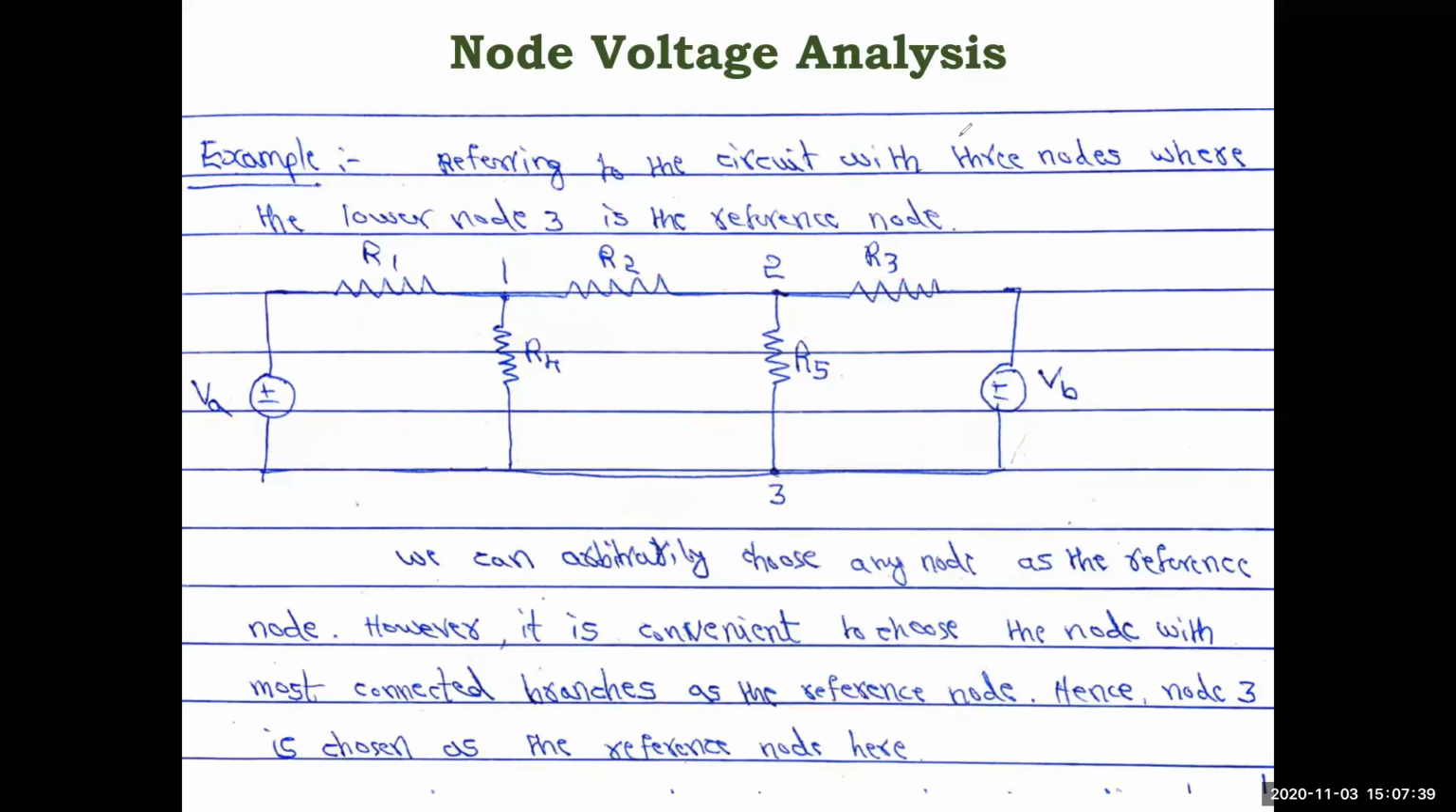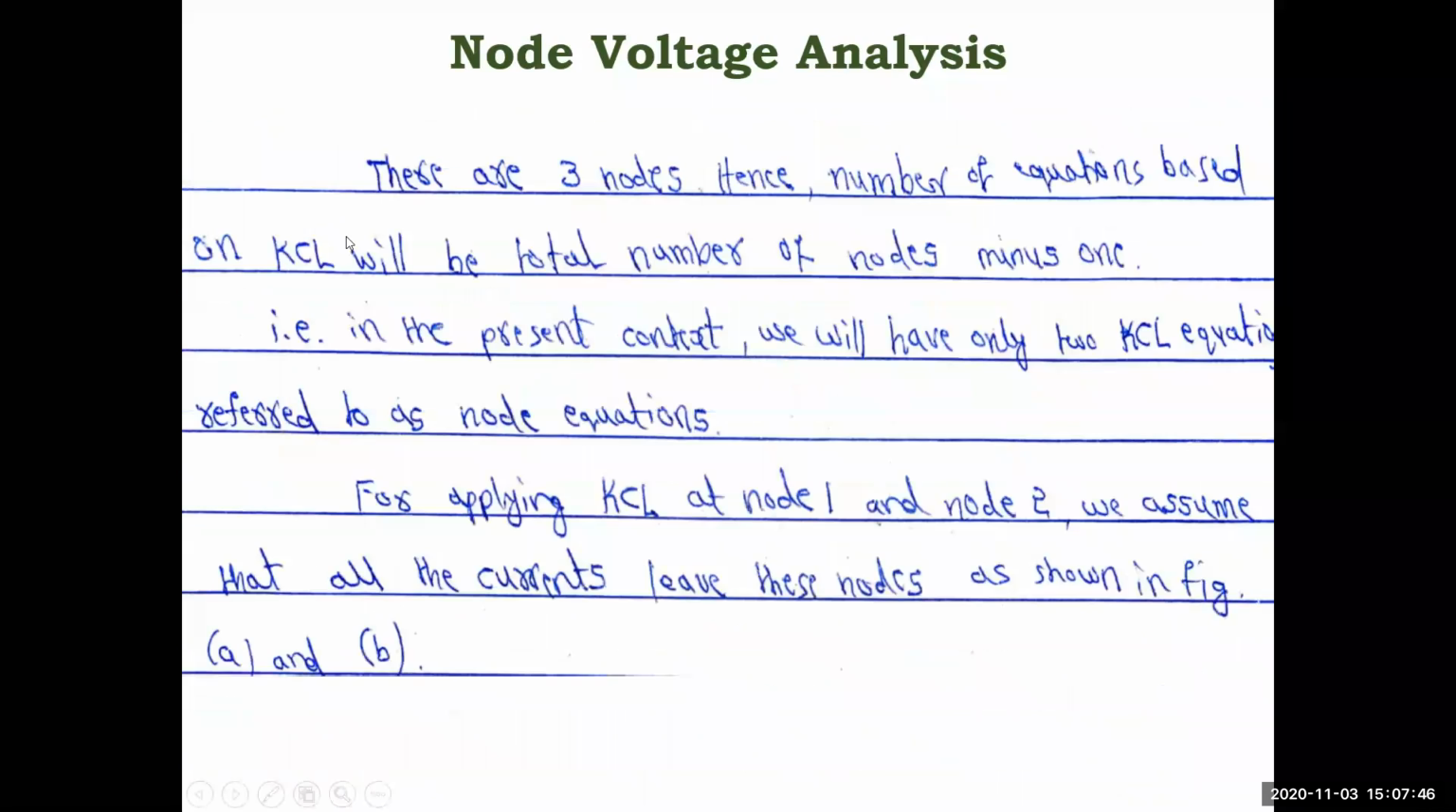As we solve the problem, you will understand how exactly the equations come. There are 3 nodes here, hence the number of equations based on KCL will be the total number of nodes minus 1, because in the present context we will have only 2 KCL equations, referred to as node equations. One is the reference, so we are not writing equations for that.